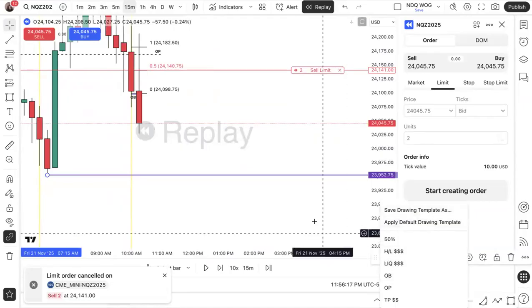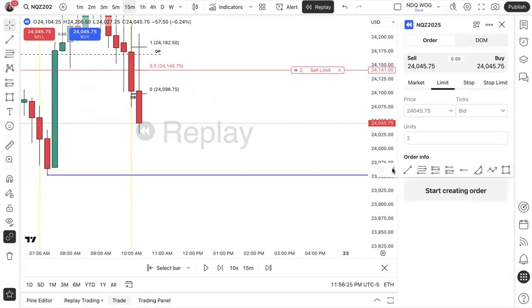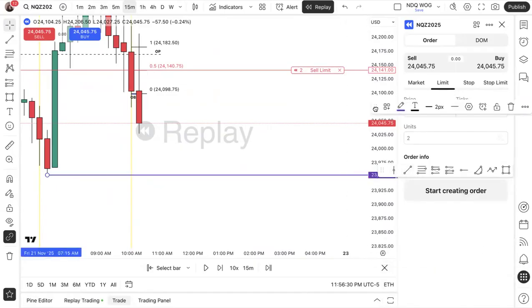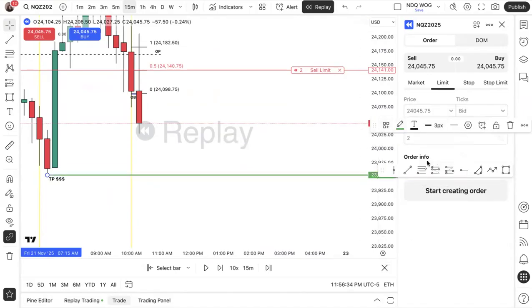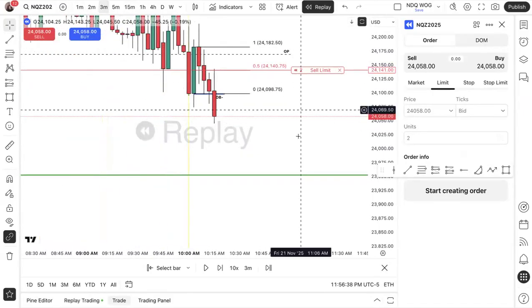aiming at this swing. I got to move this. Please forgive me, guys. My bad. Our TP is going to be here, aiming at this swing because it falls in between the ICT kill zones. All right, so there's our TP. When we go to our 3 minute, we'll have our sell limit.